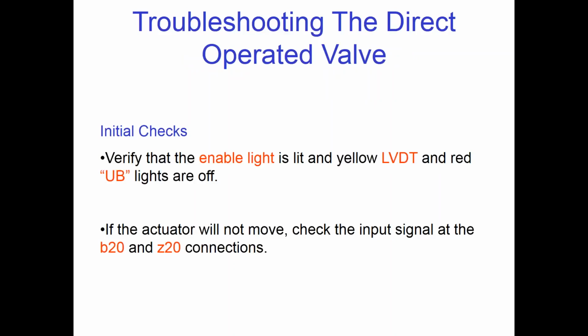So your initial checks. First, verify that the enable light is lit and the yellow LVDT and red UV lights are both off. Of course, if that's not the case, then we know that we're either not getting an enable signal. That could be a bad wire or something. Same way with the LVDT. And if the red UV light is on, that will tell you that our power supply voltage is bad. You need to change the power supply probably. If the actuator will not move, then go back to those B20 and Z20 connections I showed you earlier and check the input signal.